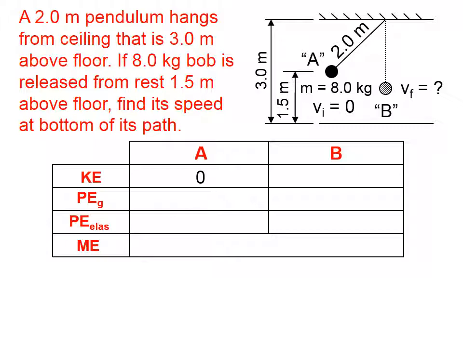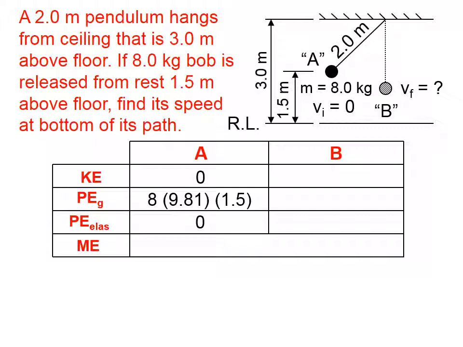Snapshot A, the bob has no kinetic energy because it's not moving. We're told that it's released from rest. It does have some gravitational potential energy if we choose the reference line to be the floor. Now, we can choose the reference line wherever we want, but since we know the height above the floor initially to be 1.5 meters, that seems like a good reference line to use. So the gravitational potential energy of this mass will be the mass times g times the height above the reference line that we chose, mgh. We have no springs to worry about, so the energies for snapshot A are complete.